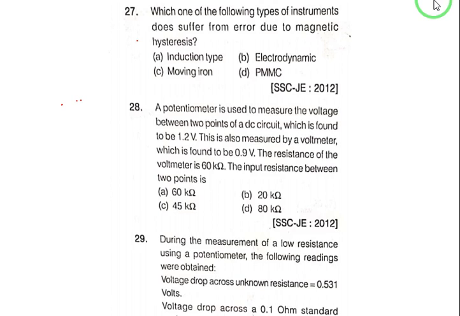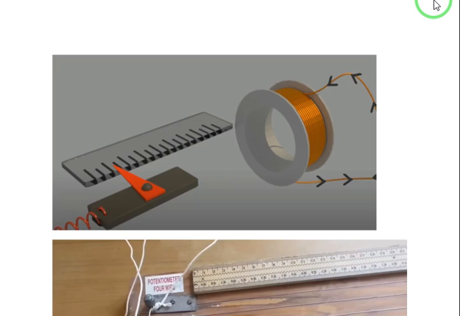See here. Which one of the following type of instrument does suffer from error due to magnetic hysteresis? With the magnetic hysteresis, which one of the following instrument readings will be affected? See here. In case of moving iron instrument, there is a moving iron material. This is a moving iron instrument arrangement. When there is a moving iron material, it will move like this.